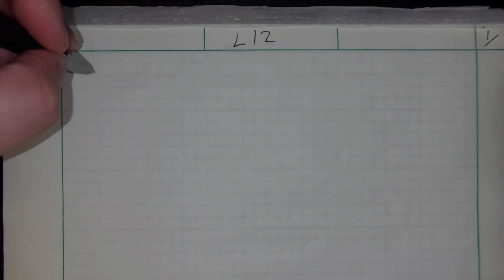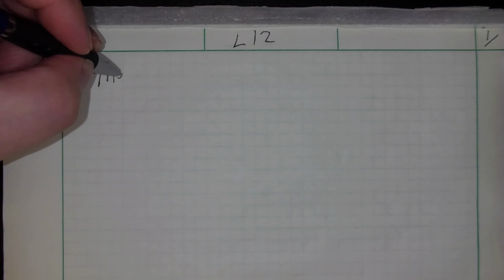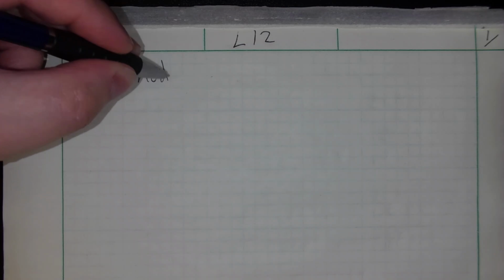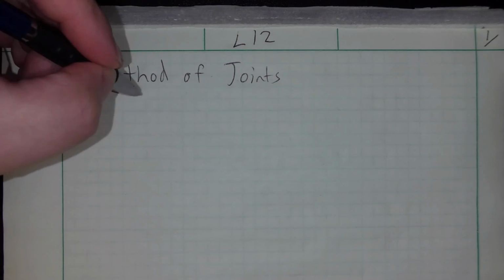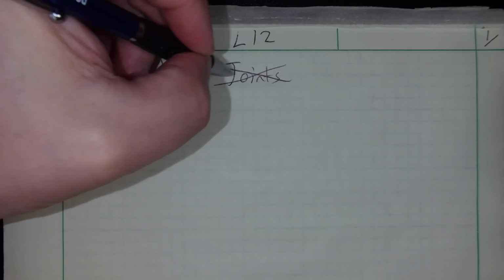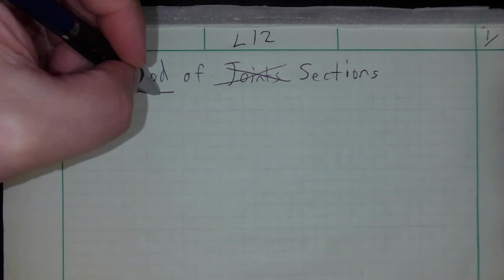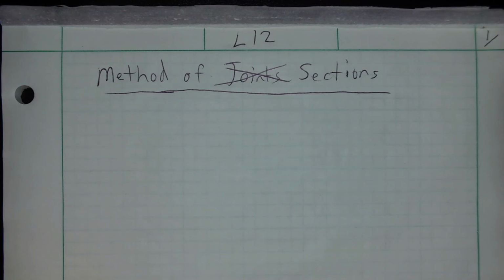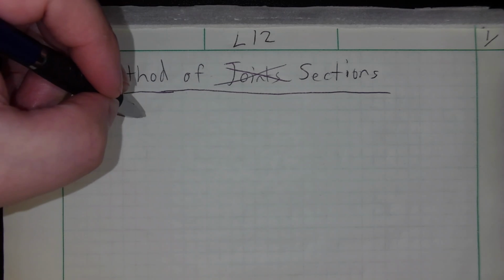Let's talk about continuing on in chapter 6, looking at trusses, looking at structural analysis. Let's talk now about method of joints. So not joints, sections. We just talked about method of joints. I was about to say, we just talked about method of joints. So now we're going to talk about the other method, the method of sections. Method of sections basically operates on this principle.